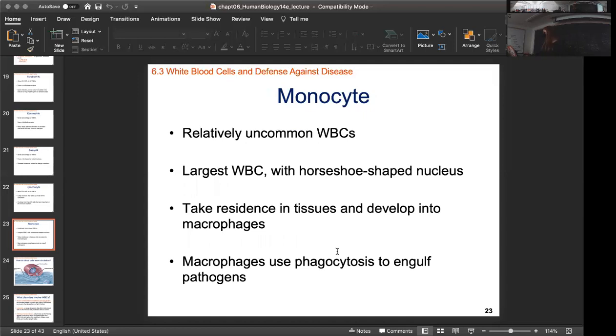And then the last type of white blood cell is a monocyte. Again, these are also relatively uncommon. The two most common ones are lymphocyte and neutrophil. This is the largest white blood cell, and they have a horseshoe-shaped nucleus, or like a letter C. They take residence in tissues and develop into macrophages that are used to just engulf pathogens. So think of an infection in your body, like influenza B, your monocytes are going to come and try and eat it, like Pac-Man.